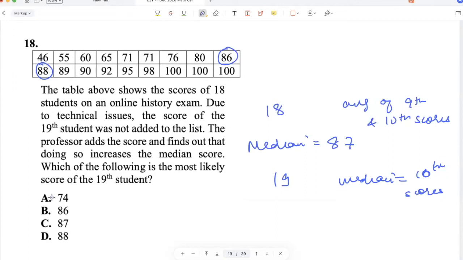So if I add, let's say, what should I add here? Let's say if I add 86 here, then 86 would come here, and my value would become 1, 2, 3, 4, 5, 6, 7, 8, 9, 10. So 86 would be the new median, which is less, so it can't be 86. So I have to add 88, right? Because if I add 88, then that becomes my 10th value, and that's the median, while my initial median was 87. So D.